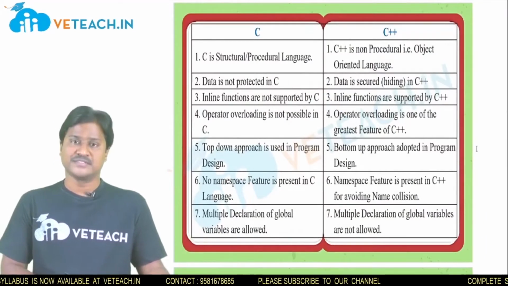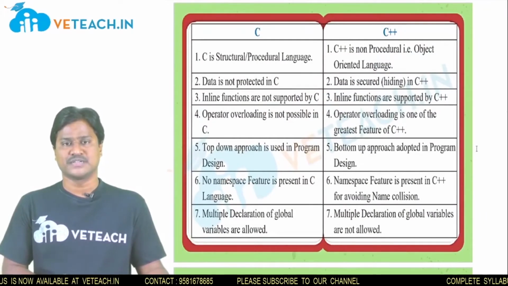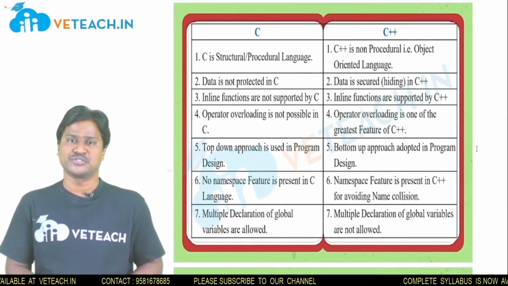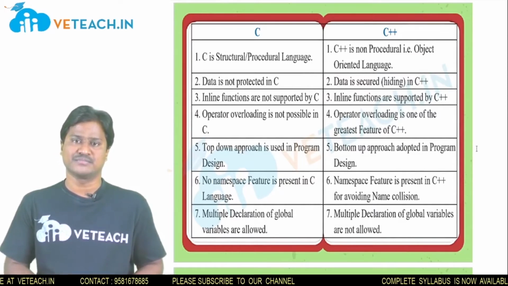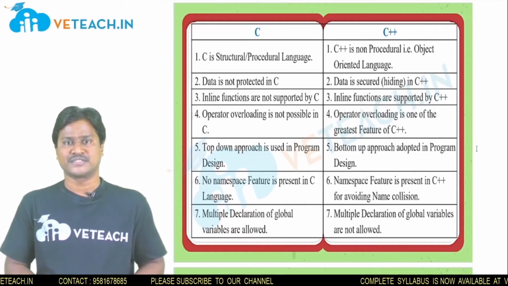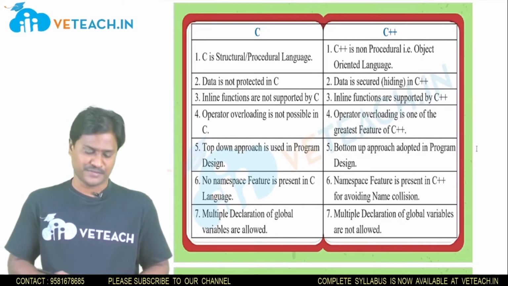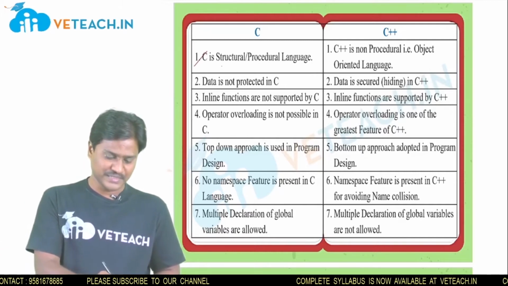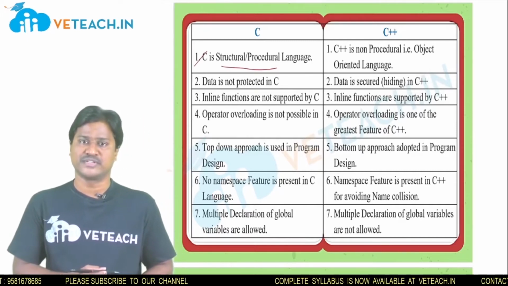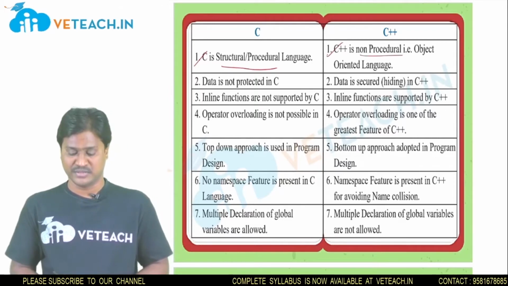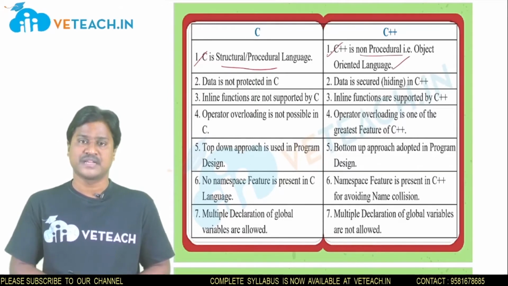Coming to differences between C and C++, generally we like to call C a structure-oriented and procedural-oriented language, whereas C++ is a completely object-oriented programming language. That is the first difference: C is a structural, procedural-oriented language and C++ is a non-procedural, that is object-oriented, language.